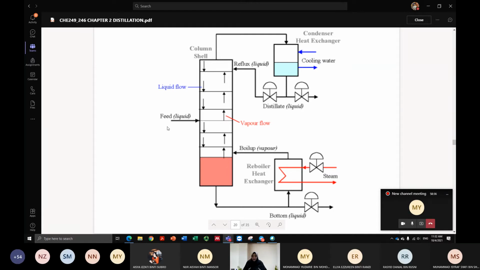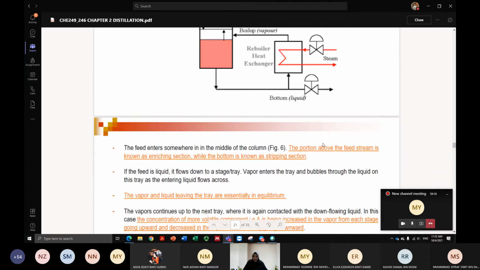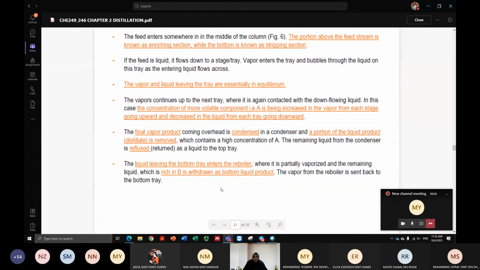Okay, the feed consists of a mixture of liquid and gas. Okay, the feed is totally vapor. So that is called the condition of the feed. Something like that. So make sure that you read the question properly. Next, you can read how it works.